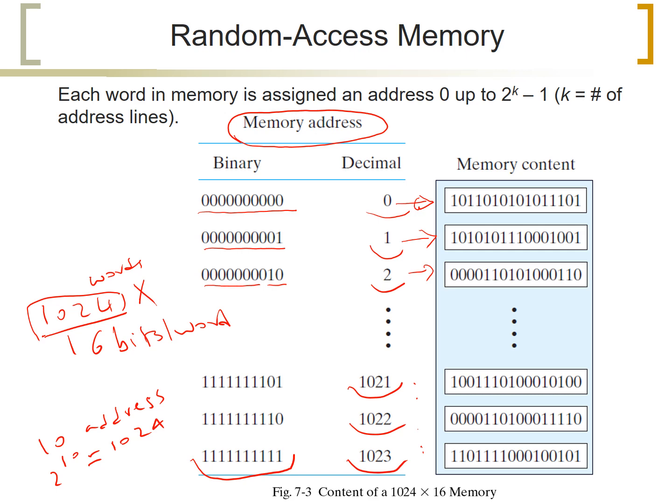And the memory content, as we said here, is 1024 multiplied by 16 bits. Therefore, each memory word will have 16 bits. So the first word can be 1011, 0101, 0101, 1101, and so forth for the rest of the words.